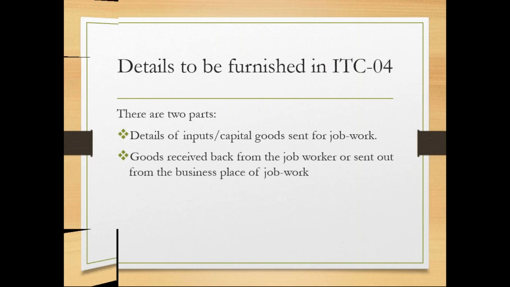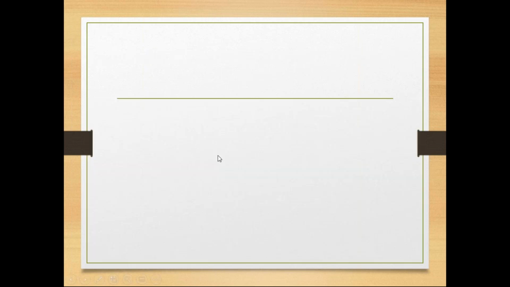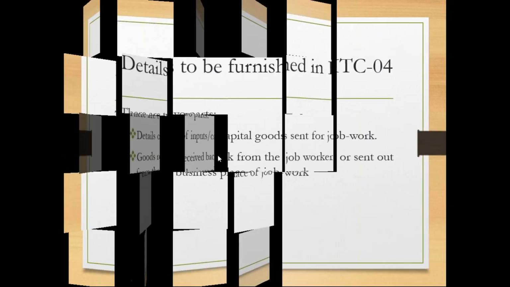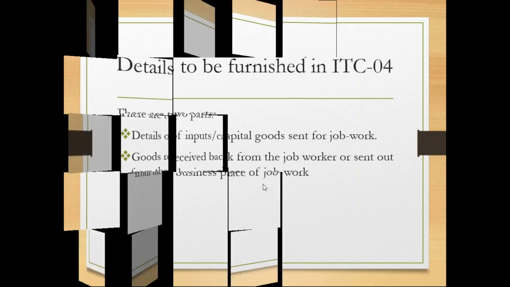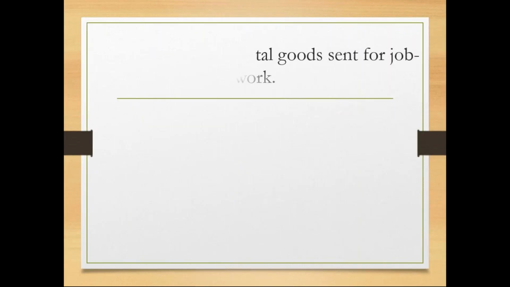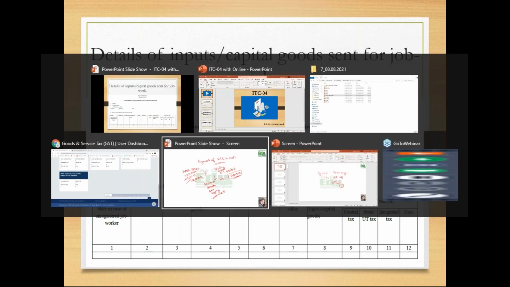Basically, these are the details required to be furnished in your ITC 04. For inputs and capital goods, you will give the details, and the goods received back or sent from the business place of the job worker. So this is the format of ITC 04. We can see it on the portal as well.